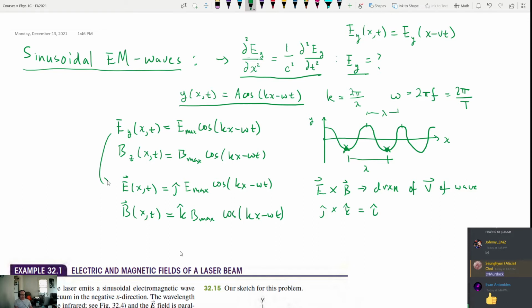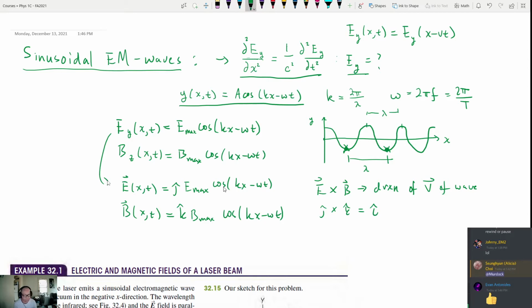If we wanted the wave to travel in the negative x direction, we would just make one of these negative. Like if this was negative j hat E max, or if this was negative k hat B max, then you put a negative sign on here and you would get a negative i hat, which is what you want.